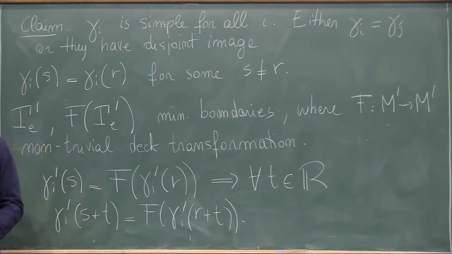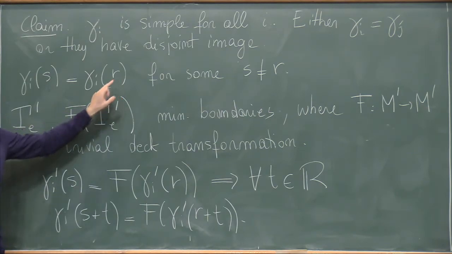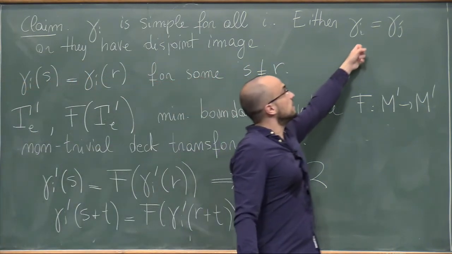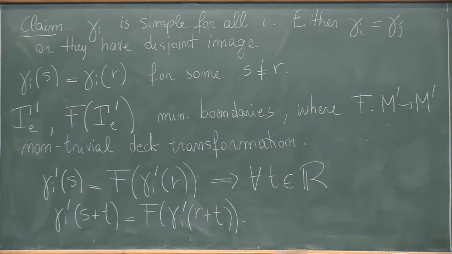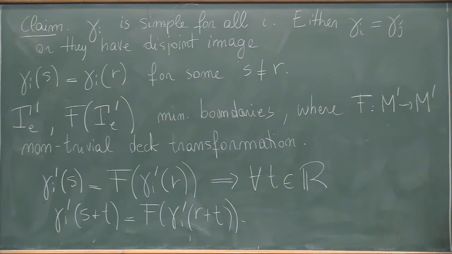So if we project down, this tells us that we can have an intersection only if s is equal to r, modulo the period of the curve. And with the same argument, you actually show that either gamma I is equal to gamma J, exactly the same argument, or they have disjoint image. Very good. So this is telling us something about the existence of simple periodic orbits on non-orientable surfaces. So let me just write down the theorem.